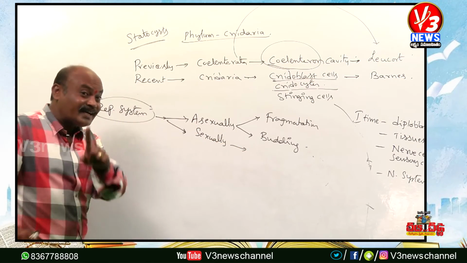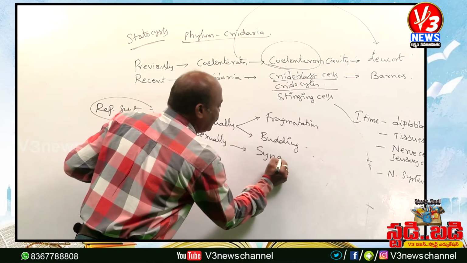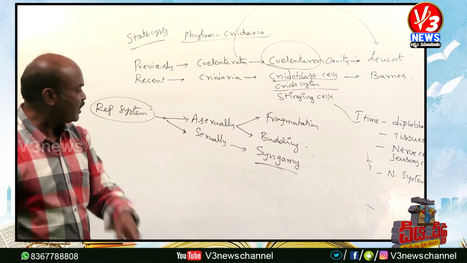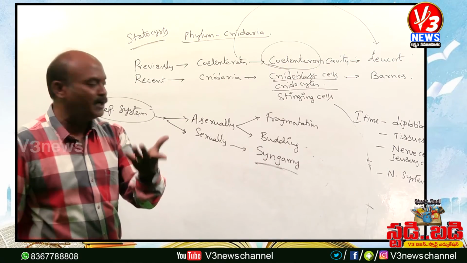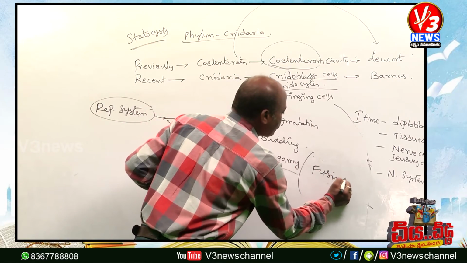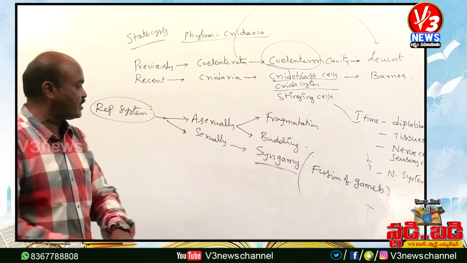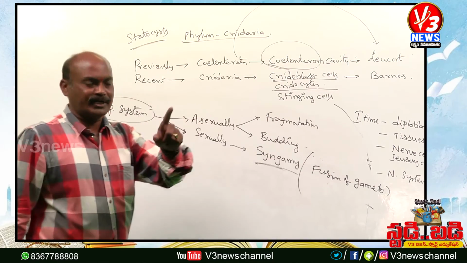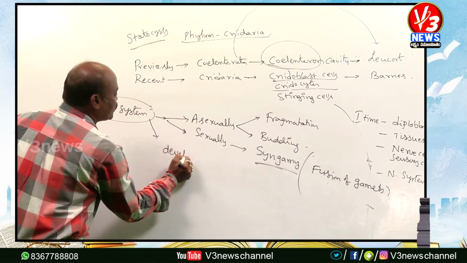Sexually. Here one technical word is there, syngamy. So what is the meaning of the word syngamy? The sexual reproduction in Cnidarians is by syngamy. What is the meaning of the word syngamy? Simple. The fusion of gametes. That is called syngamy. Right. Now coming to development.